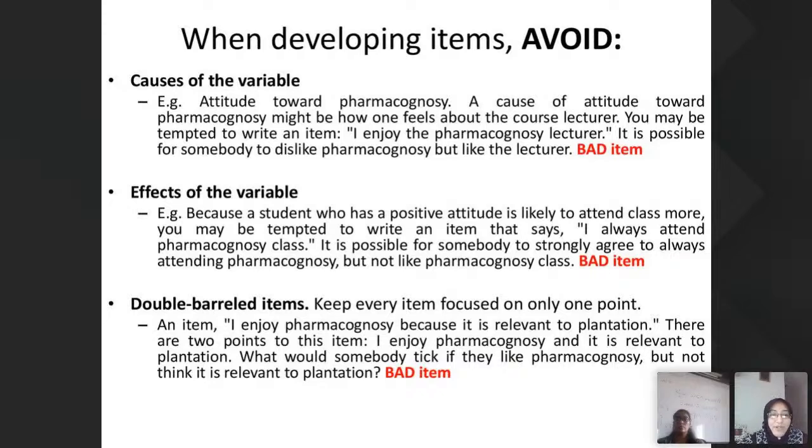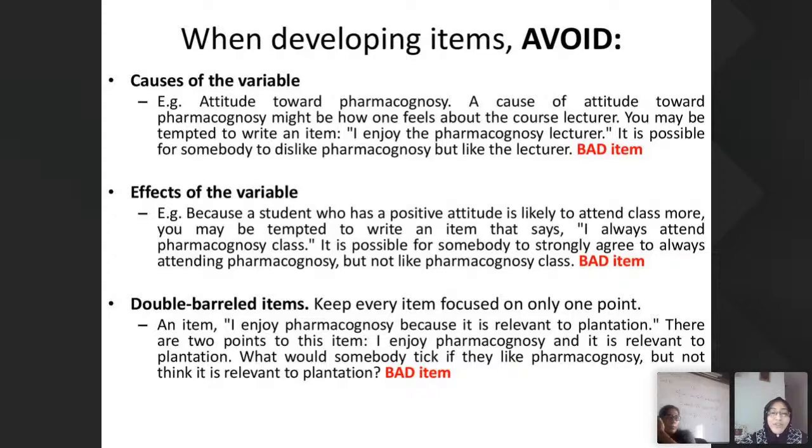The third one will be the double-barreled items. What does it mean, double-barreled items? If you look at the item, they usually write something and then give the reason why. For example, "I enjoy pharmacognosy because it is relevant to plantation." We can see here there are 2 points to this item. Is it "I enjoy pharmacognosy and it is relevant to plantation"? What if somebody likes pharmacognosy, but thinks it is not relevant to plantation? So what will be the answer that they're going to select? So this is the bad part.